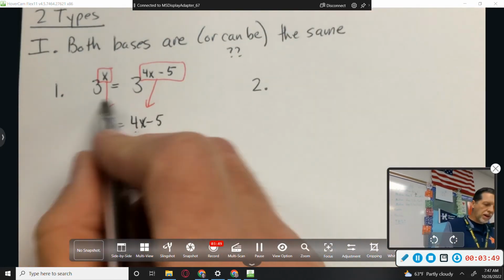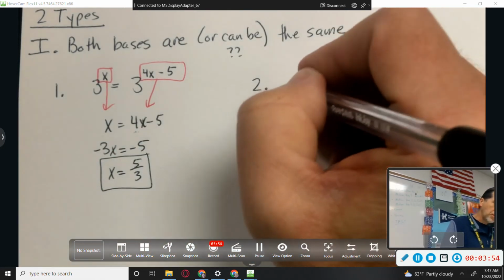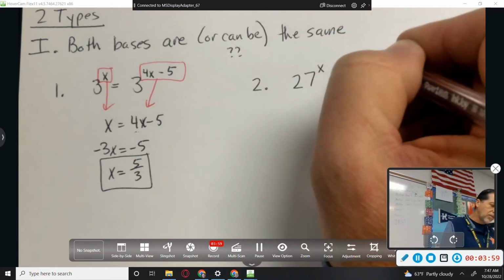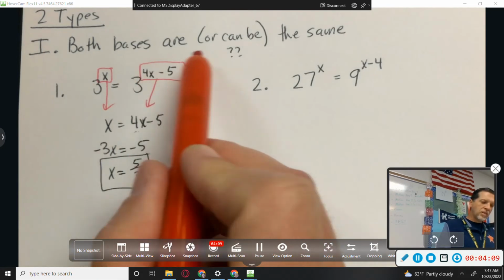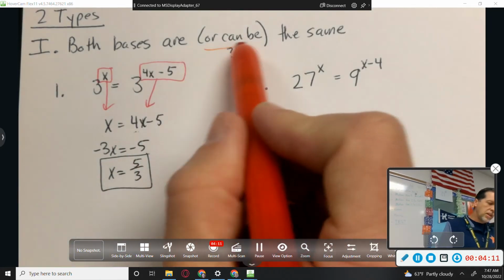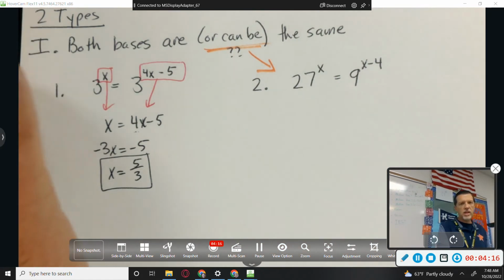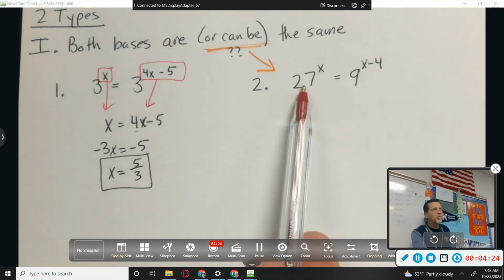All right, now you might guess that that's the easiest they get. So we got to step it up a little bit here. Let's say 27 to the x equals 9 to the x minus 4. Well, let's back up. Both bases are not the same, but they could be the same. Maybe. See, I like what you're thinking, because there's something with a cube going on here.